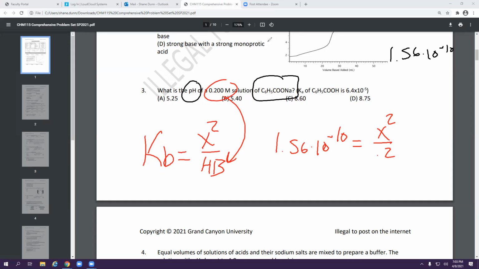Yep. So we're going to multiply this side and this side by 0.2. That cancels that out, 0.2. And then I'm going to take the square roots. And that should give me X squared. What did you get for X? I got 3.1. That's the first one, that's before square rooting. I need the square root.